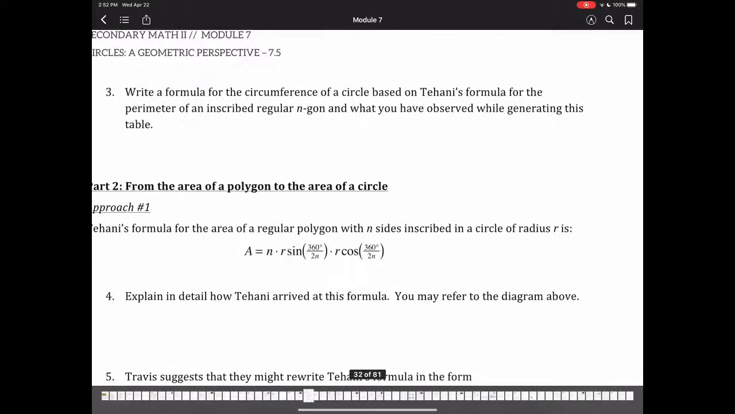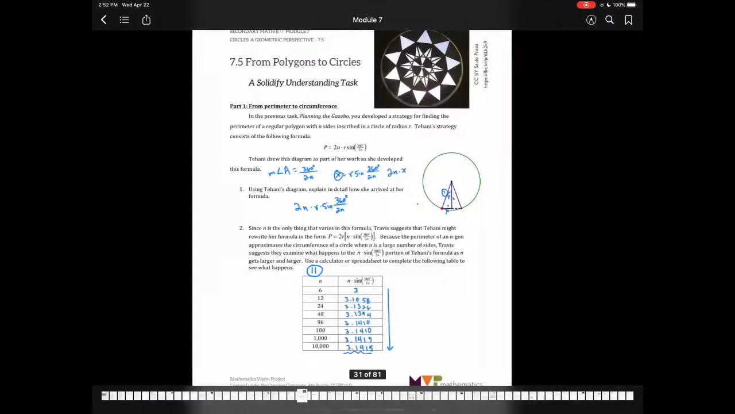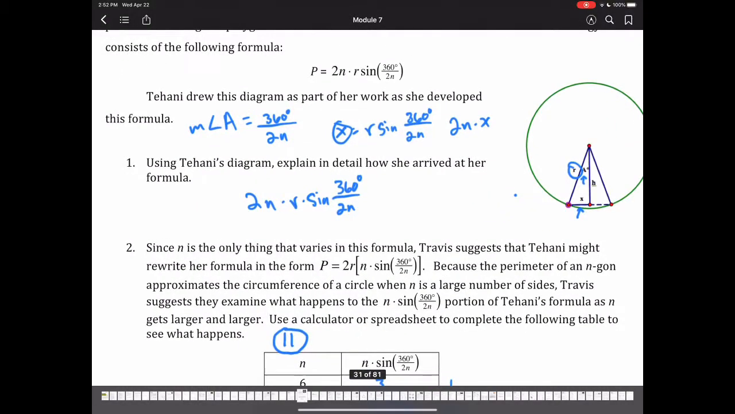And we need to write a formula for the circumference of a circle based on Tehani's formula for the perimeter of an inscribed regular n-gon and what you have observed while generating this table. So let's take a look back here. We've got 2n times r times sine of 360 over 2n.